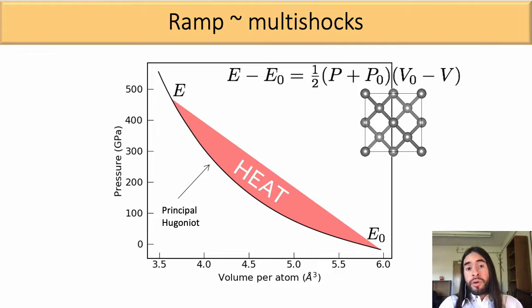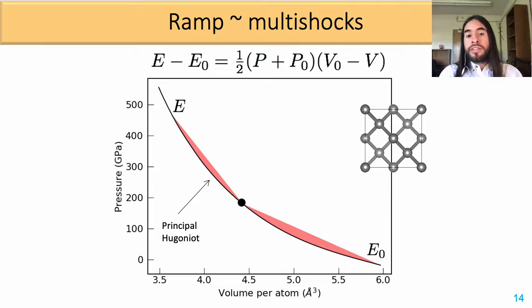The main idea behind our model is that ramp compression should be similar to multiple shocks in the following sense. Let's imagine that we have the principal Hugoniot of a certain material and the Rayleigh line that connects the initial and final state. Then the heat generated in the shock should be the area between these two lines. But if we're able to break this shock into two with one intermediate shock, then the total heat generated is smaller, and we are able to reach the final state but at a smaller temperature. Same pressure but with smaller temperature.